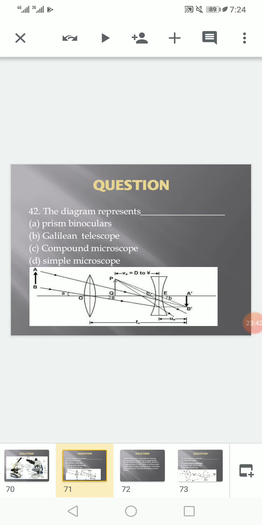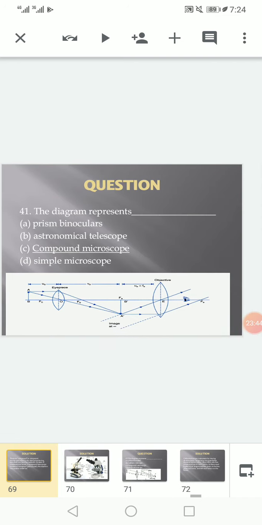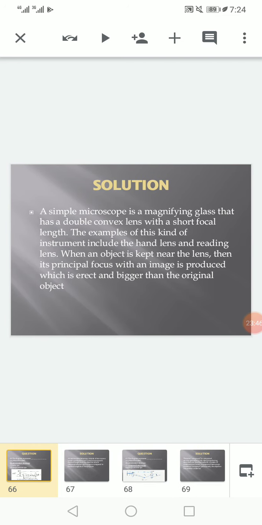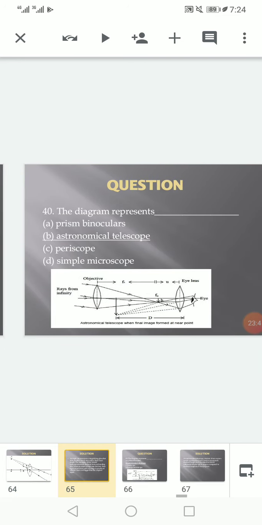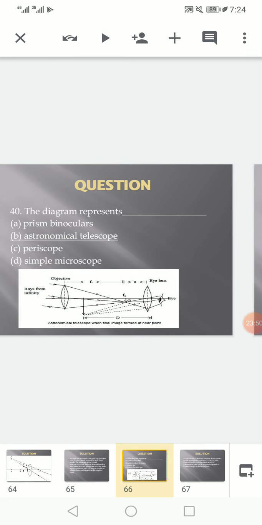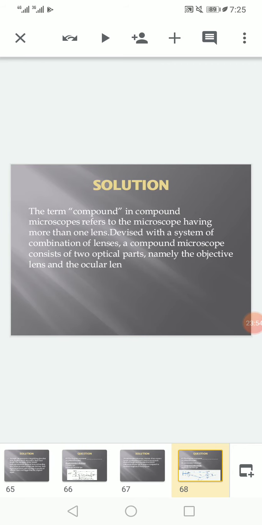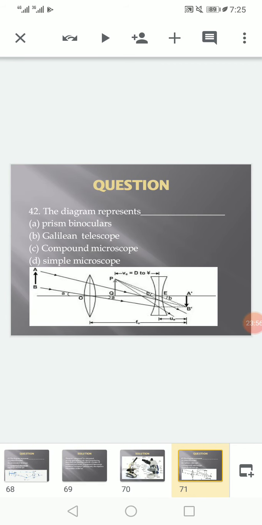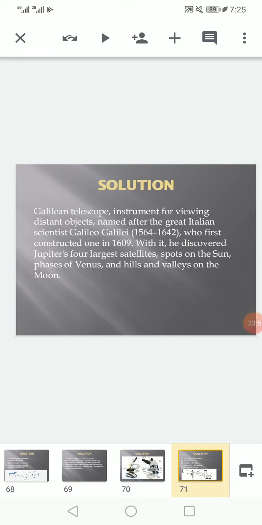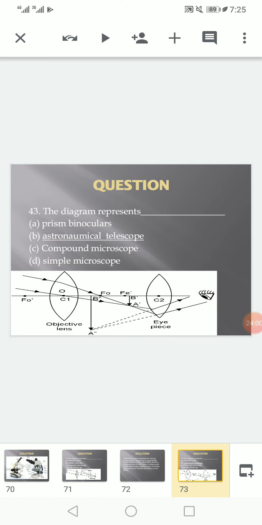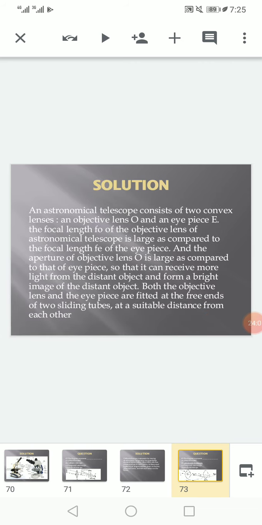Identify a simple microscope, this is a simple microscope. This is an astronomical telescope. This is a compound microscope. This is a Galilean telescope, and this is what an astronomical telescope looks like. So the question says the diagram represents what? It represents an astronomical telescope.